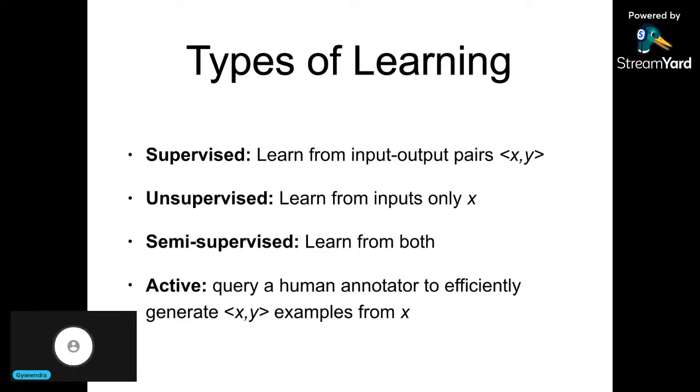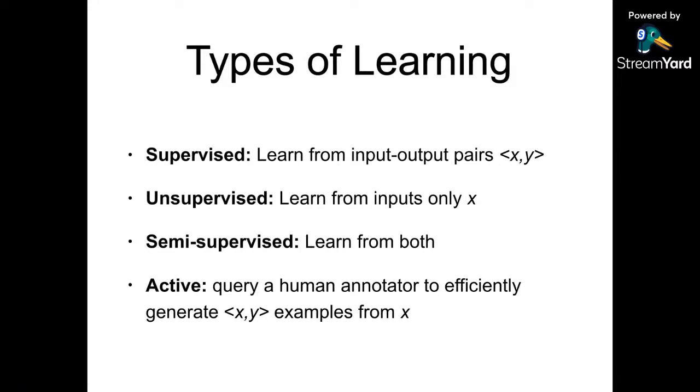We know about three types of learning before: supervised, unsupervised, and semi-supervised. Supervised is where we have the input-output pair, input x and the label y of that input. In unsupervised, we have only inputs x and we train the model without labels. In semi-supervised, we have unsupervised data and supervised data also, so we learn from both.